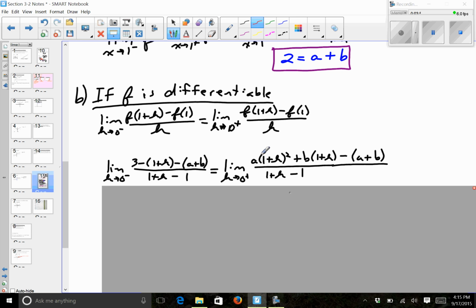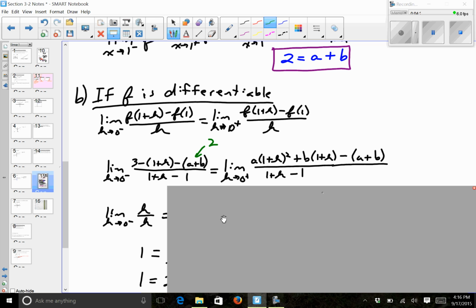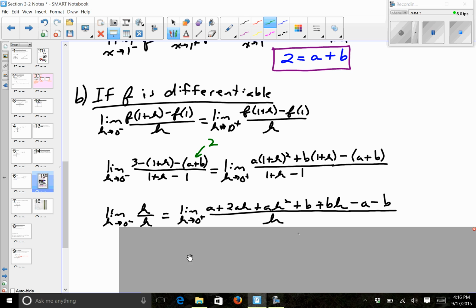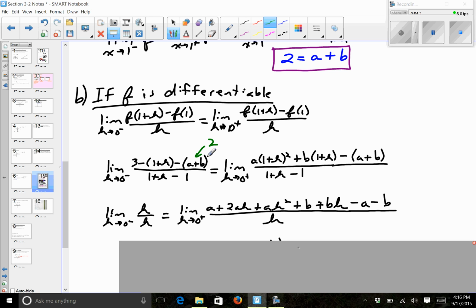And then at the right-hand piece, I have to plug 1 plus h in for x in the quadratic, and again, here's my y value when x equals 1. But we have the advantage that we know a plus b has to equal 2. So this is 2. And I'm not going to replace this yet because you're actually going to see a nice thing when we simplify the right-hand derivative. So on the left-hand derivative, 3 ends up getting canceled out because 3 minus 1 minus 2.